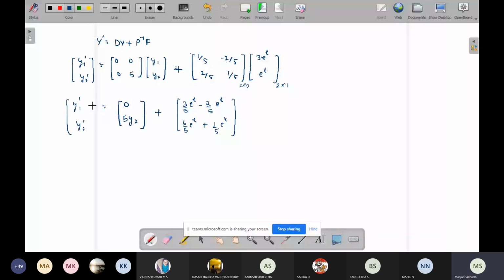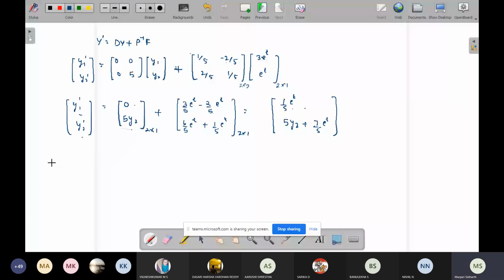Okay. So if I simply write here 3 by 5, 2 by 5, that means 1 by 5 e power t, adding this. So 1 by 5 e power t. 6 plus 1, that means 7 by 5 e power t, plus 5y2, because we can add it, right? Both orders are the same, 2 cross 1, 2 cross 1. So we can add 0 plus this. Now this plus this means 7 by 5 e power t. That means y1 dash is this and y2 dash is this.